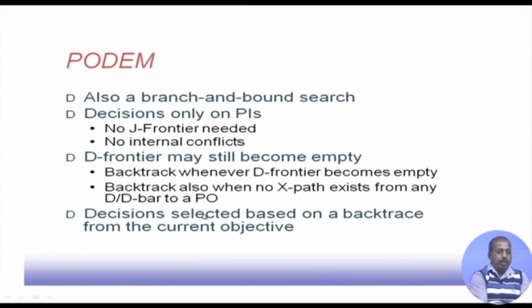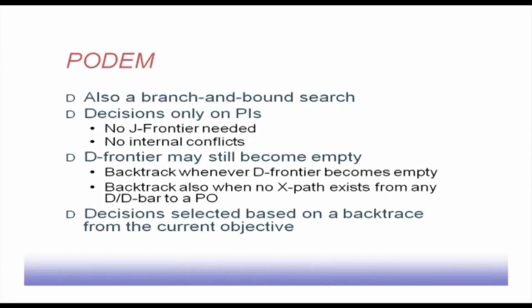D frontier may still become empty. If we cannot propagate some fault to the output, in that case the D frontier will become empty. There will be a situation where the test cannot be found, and backtracking will be required. In one case the D frontier becomes empty, otherwise if there is no X path from any D or D bar to a primary output. X path means a path where all the lines are at X, so that we can put them to any of our desired values. So, that is the X path. Decisions are to be selected based on a backtrace from the current objective function.